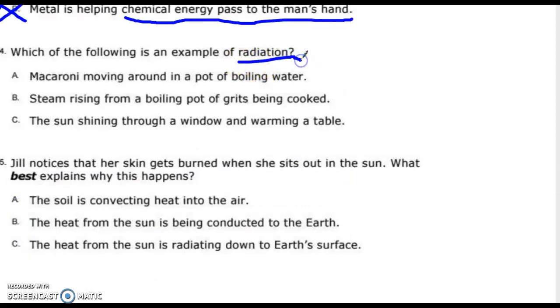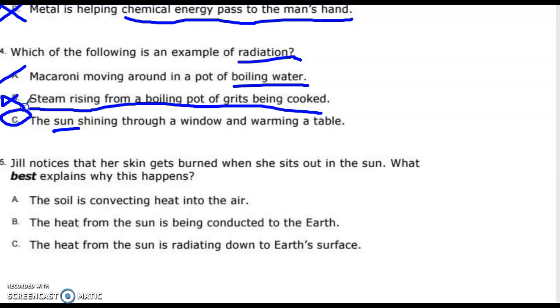Again, radiation. Is that boiling water? What is that? That's convection. Steam rising from a boiling pot. Still convection. The sun shining through a window. I mean, come on, kids.